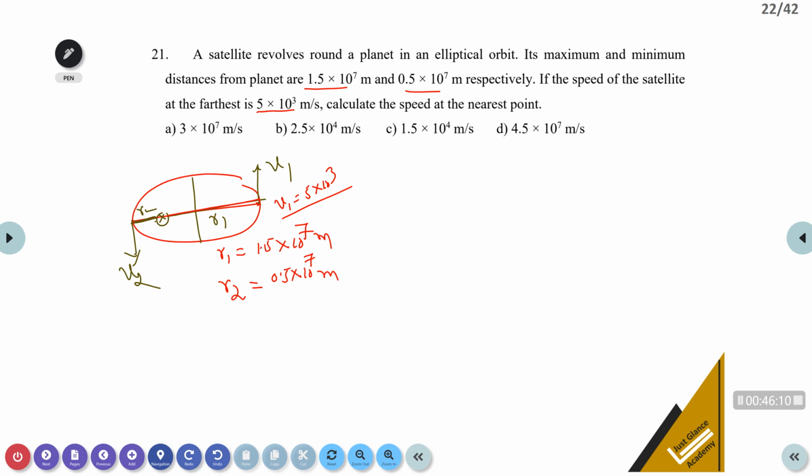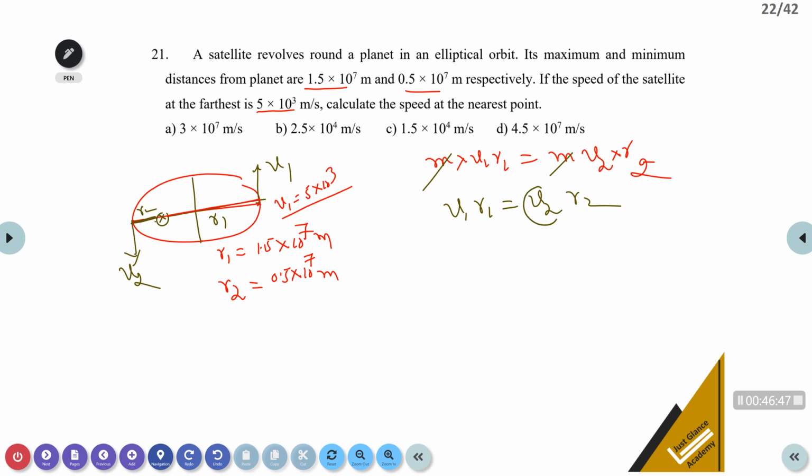It is based on m1 v1 r1 equal to m2 v2 r2. Not m2, m is the same. So m v1 r1 equal to m v2 r2. It is based on the law of conservation of angular momentum. Students, remember, Kepler's law says the law of conservation of angular momentum. This m gets cancelled. v1 r1 equal to v2 r2.